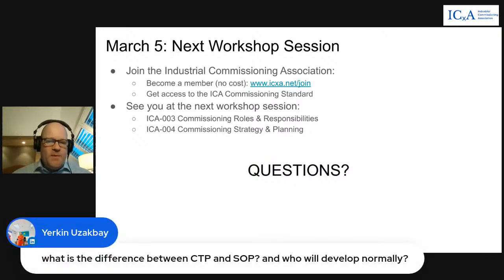What is the difference between commissioning test plan and or commissioning test procedure could be an SOP? Who will develop normally? So commissioning test plan or procedure, that's developed by the commissioning team. That's developed during our commissioning engineering phase as part of our commissioning execution plan. All of those documents for checklists and procedures and plans are all developed as part of our CEP.